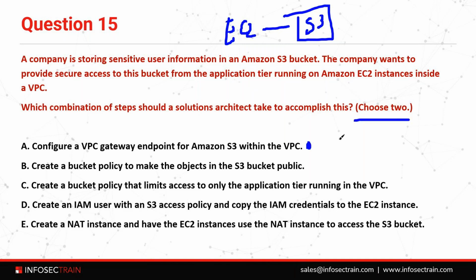That's very important. The second option says create a bucket policy to make the objects in the S3 bucket public. But that will not resolve any kind of issue, I would say. It will completely violate the respective requirement you have in place. Then you have option C, which says create a bucket policy that limits access to only the application tier running in the respective VPC. Definitely, when you create a policy that restricts access to only resources within your VPC, such as specific to the instance, this ensures that only the authorized components of the application can access the sensitive data. So this can be the answer.